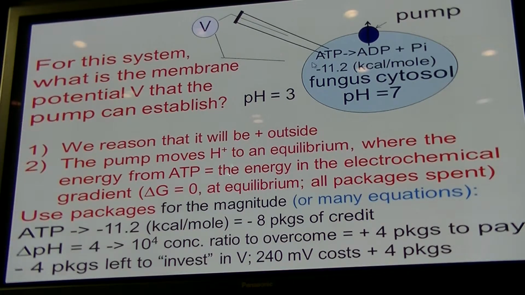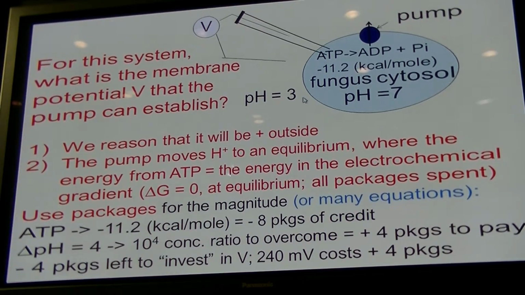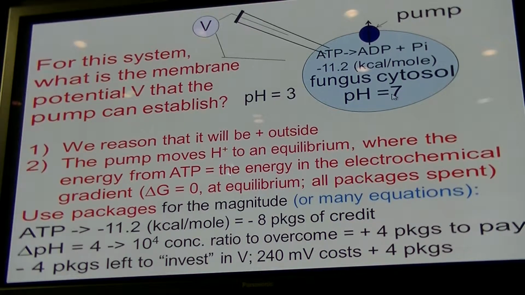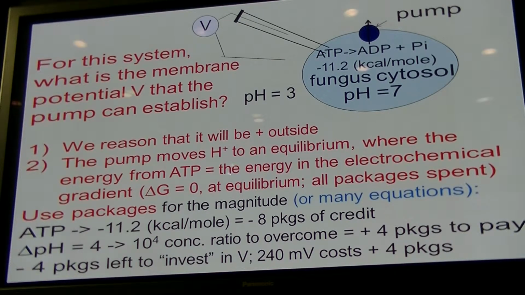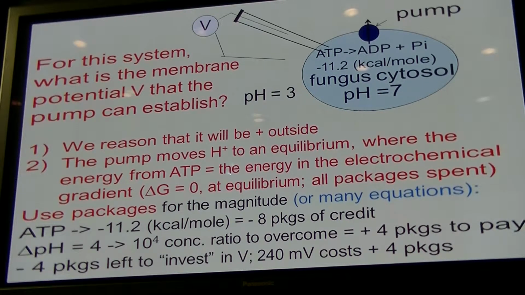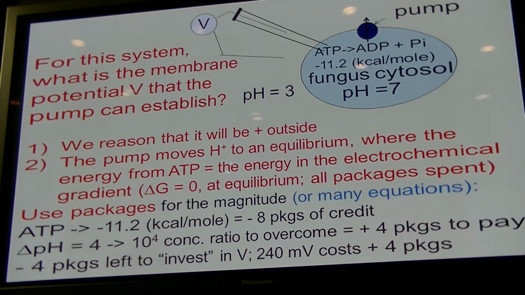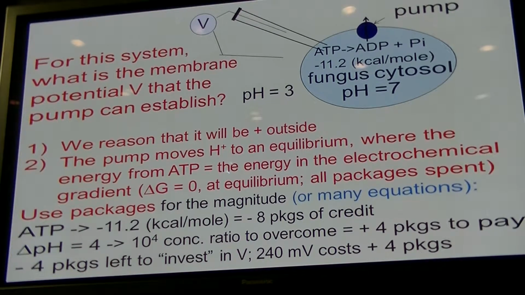Okay, so we have here a pH of 3 outside and a pH of 7 inside. pH means the negative 10 log of the proton concentration. So the change in pH here is 7 minus 3, which is 4. So we have a 10 to the 4 concentration difference for protons.